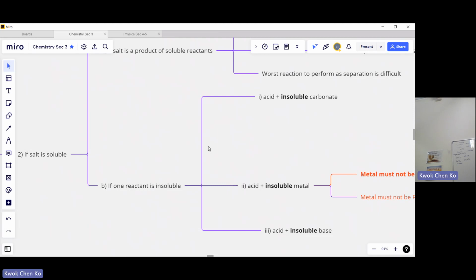This can come up quite a lot of times. Remember that because copper is below hydrogen in the reactivity series, it does not react. Try to remember that this has come out a few times. So I cannot use this reaction, which means it doesn't run.